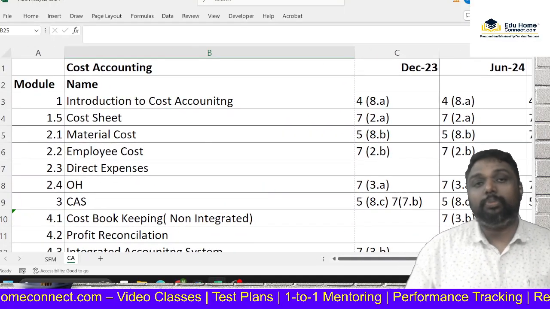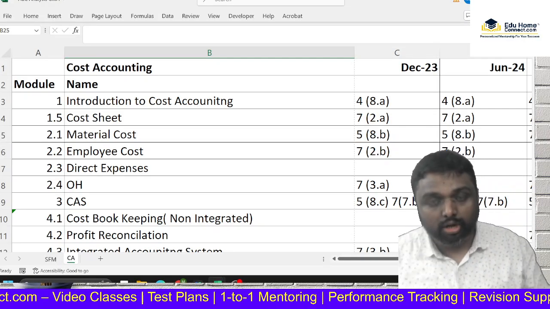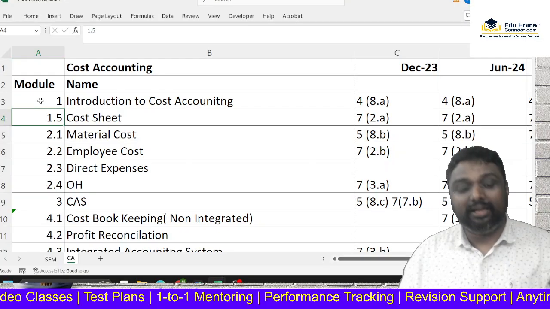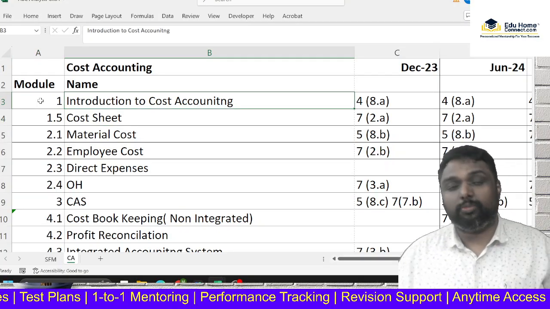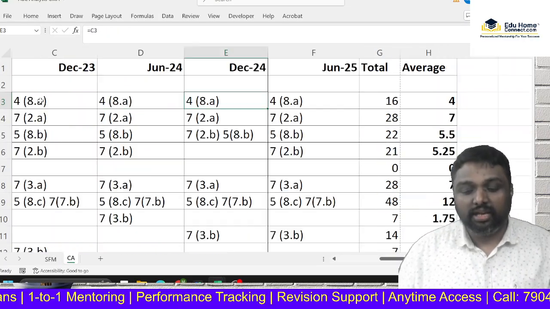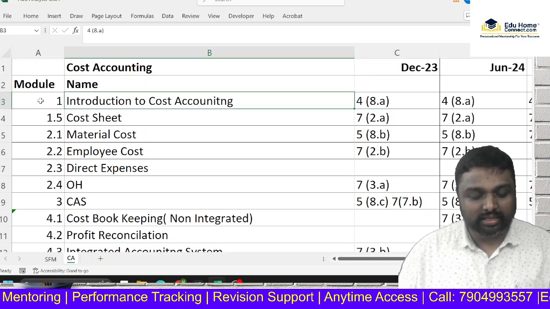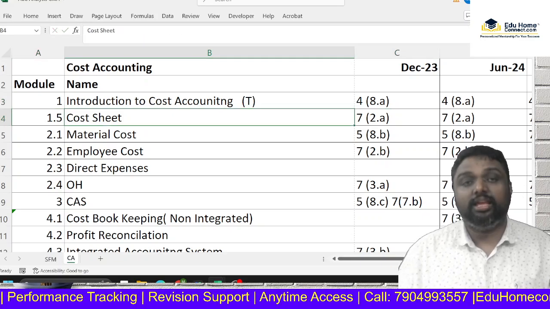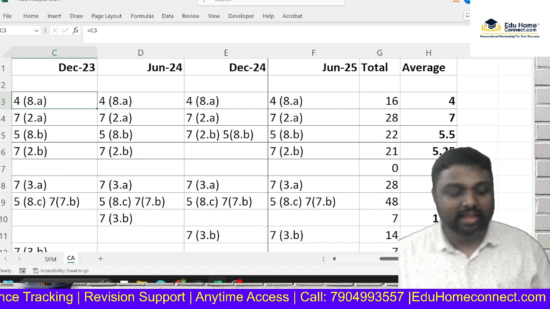What I have prepared is that I have classified all the chapters into subcategories also. This is the first module, which is introduction. I split the cost sheet separately. That is introduction, theory, concept, objectives, essentials, all those theory concepts. My dear friends, in every exam one theory question is coming. So let me mark this as a theory question. This introduction question is a theory question which comes every time in the exam, for 4 marks and 8 marks.